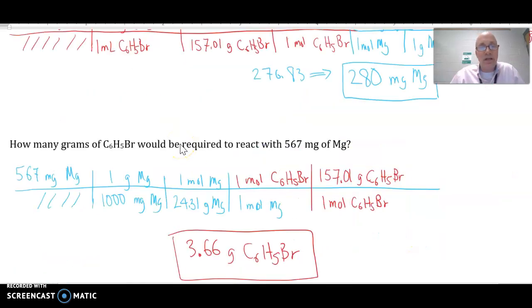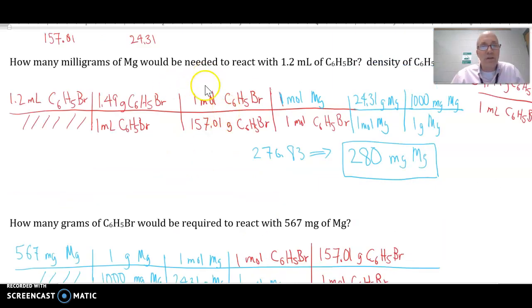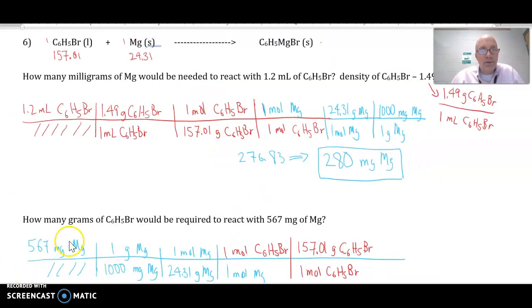All right, and the last problem, we're just going to recycle some of the problems. So starting with 567 milligrams of magnesium. All right, first I'm going to do a metric conversion. That gets me into grams of magnesium. All right, once I've got grams of magnesium up here, I can use the molar mass conversion like this.